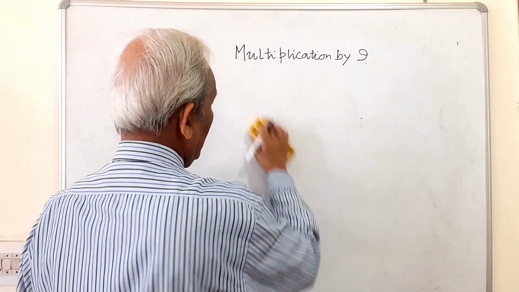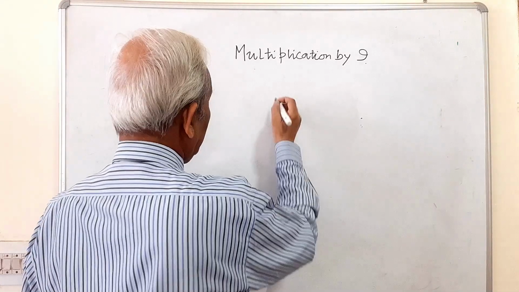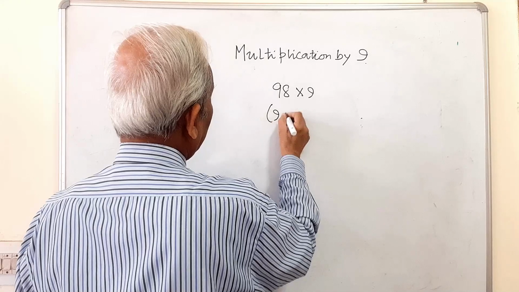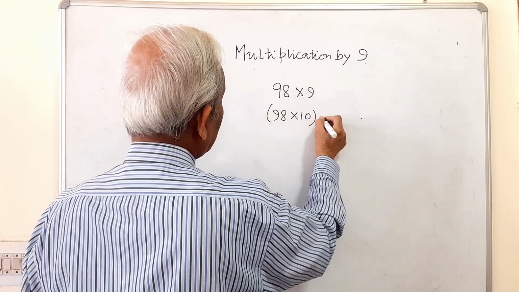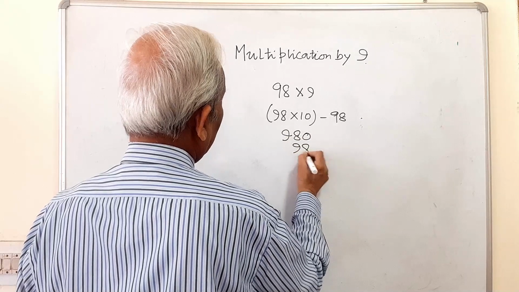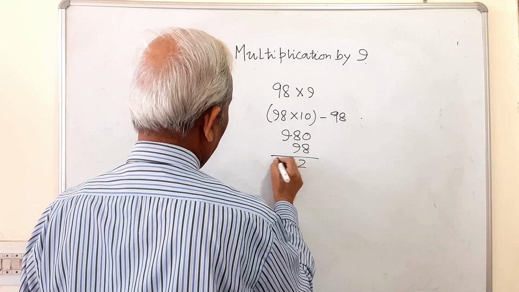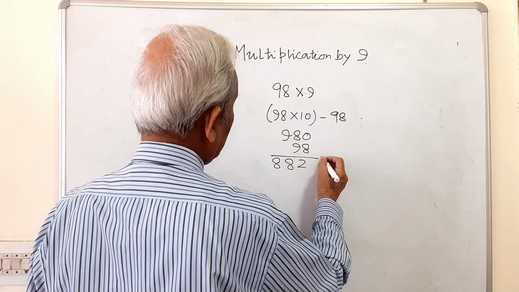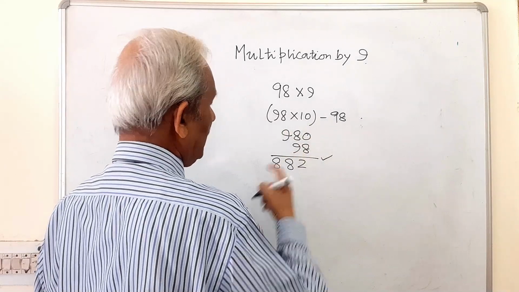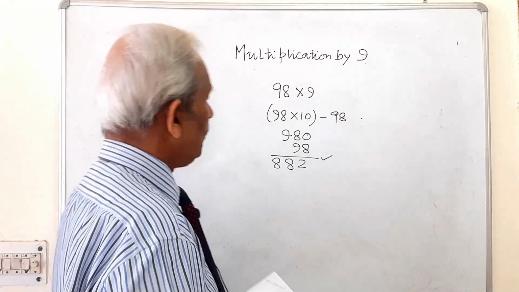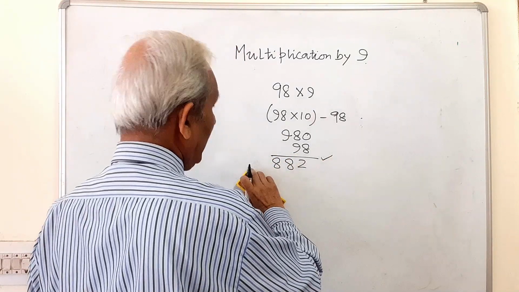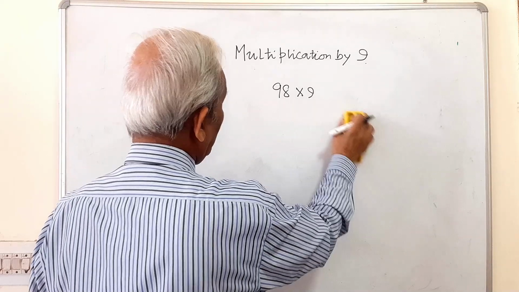The last question for you, 98 into 9. This can be written as 98 into 10 minus 98, which is equal to 980 minus 98, 882. Things are quite simple. 98 into 10 minus 98, 980 minus 98 is 882. Similarly, think with your imagination.